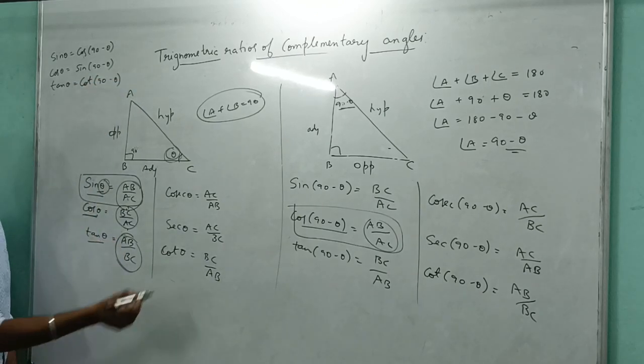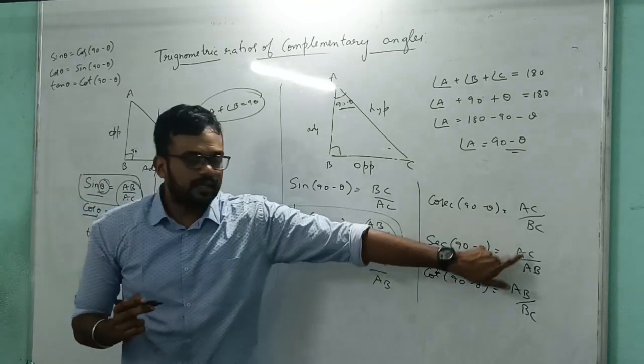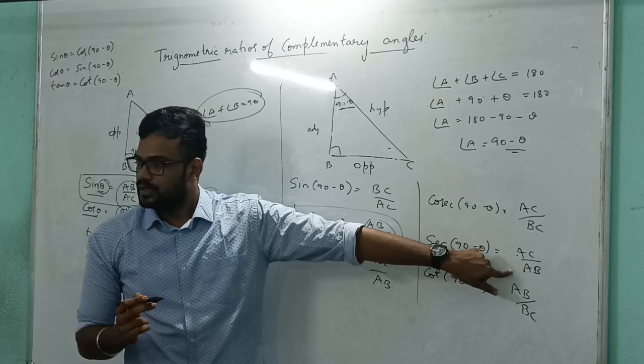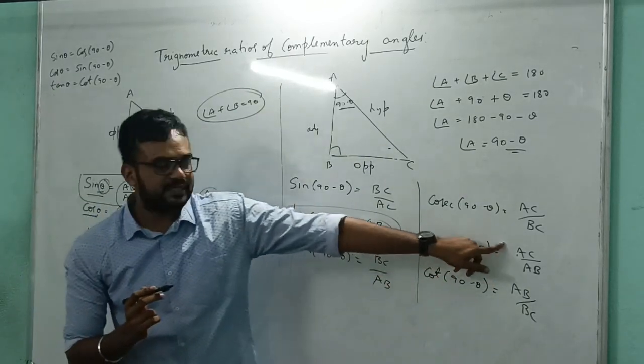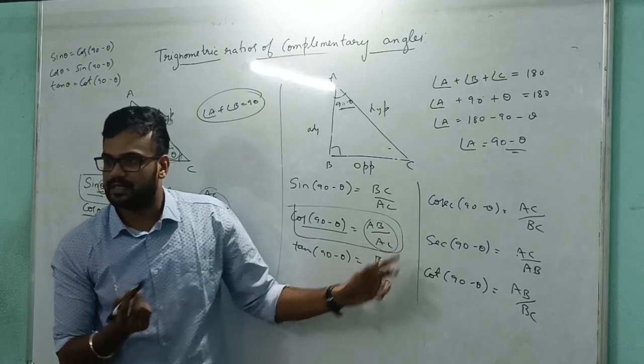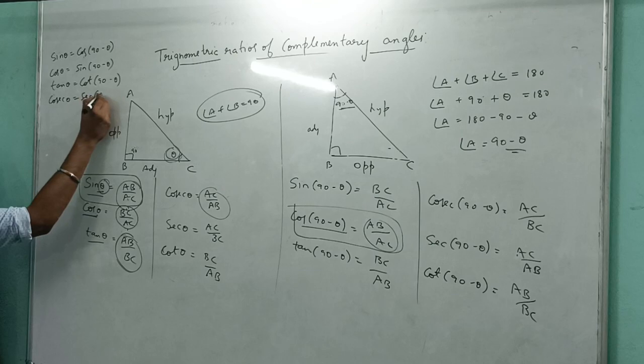Okay, then tell me, AC by AB. Where do I have AC by AB here? Here cosec theta is AC by AB. Here where do I have AC by AB? Do I have secant 90 minus theta? So can I write cosecant theta is equal to secant 90 minus theta?